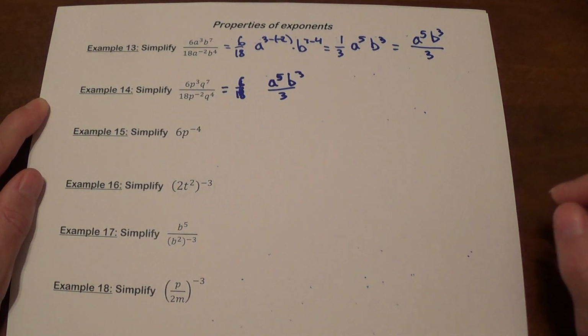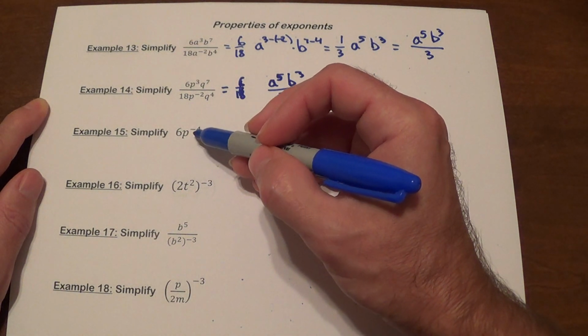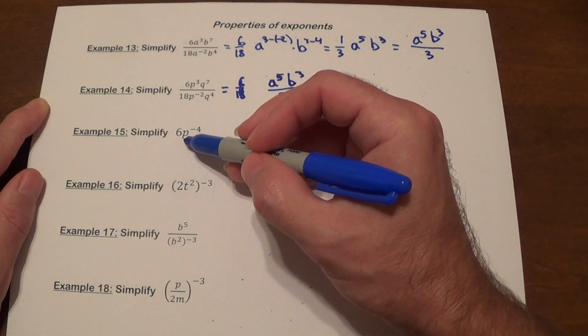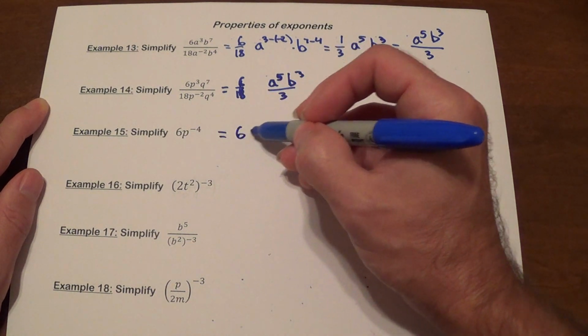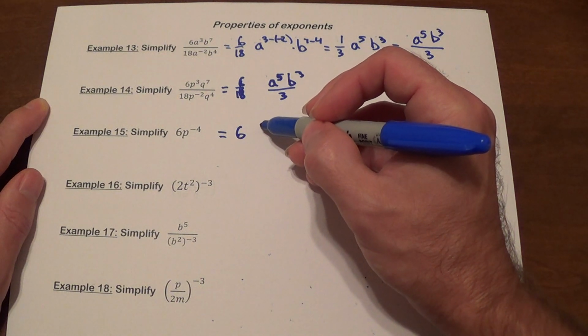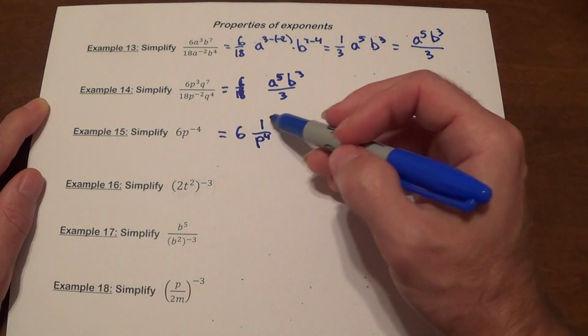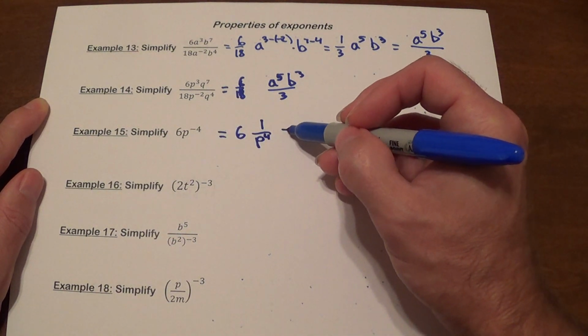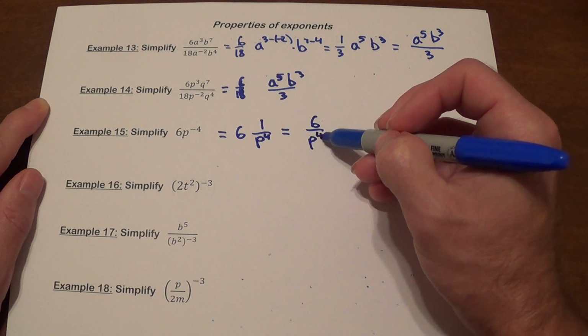Example 15. So here we have 6p to the power negative 4. You need to be careful. No parentheses, which means your exponent only applies to what goes right before that. So we're going to have 6, and p to the negative fourth is going to be written as 1 over p to the fourth. And then we write that as 6 over p to the fourth.